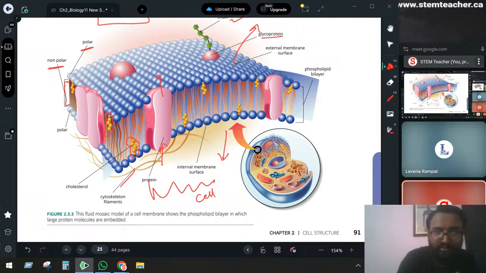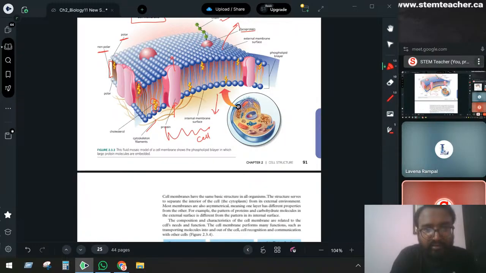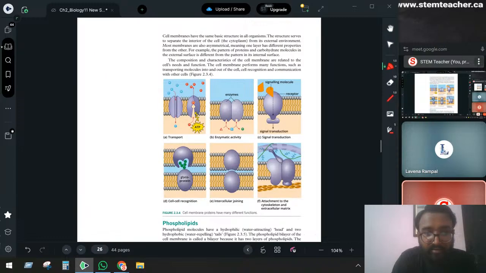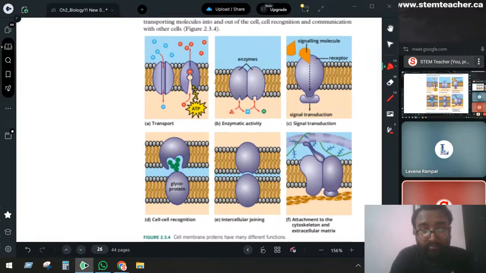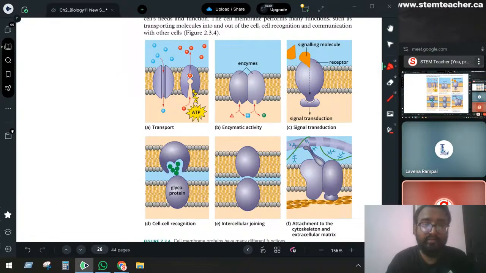Okay, so this is the cell membrane image and how it looks, a very zoomed-in structure. So these are the non-polar parts, and they are the polar parts. So how things are coming inside and how things are going outside.